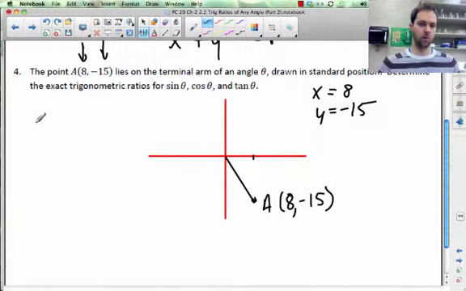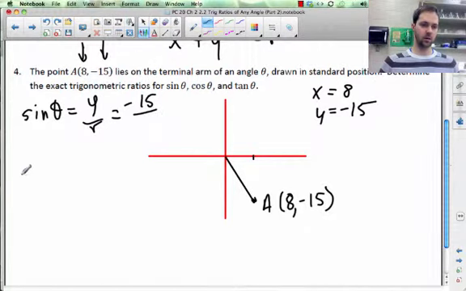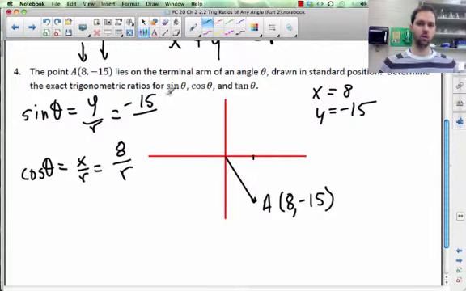Most of this we should be able to figure out right away, fairly easily. Sine theta equals y over r. Now here's the problem. Right now we don't have r. So we need to find that somehow. Cos theta equals x over r. And we know that x is 8. And again, as of yet, we don't know r. So I'm going to just leave those blank for now.